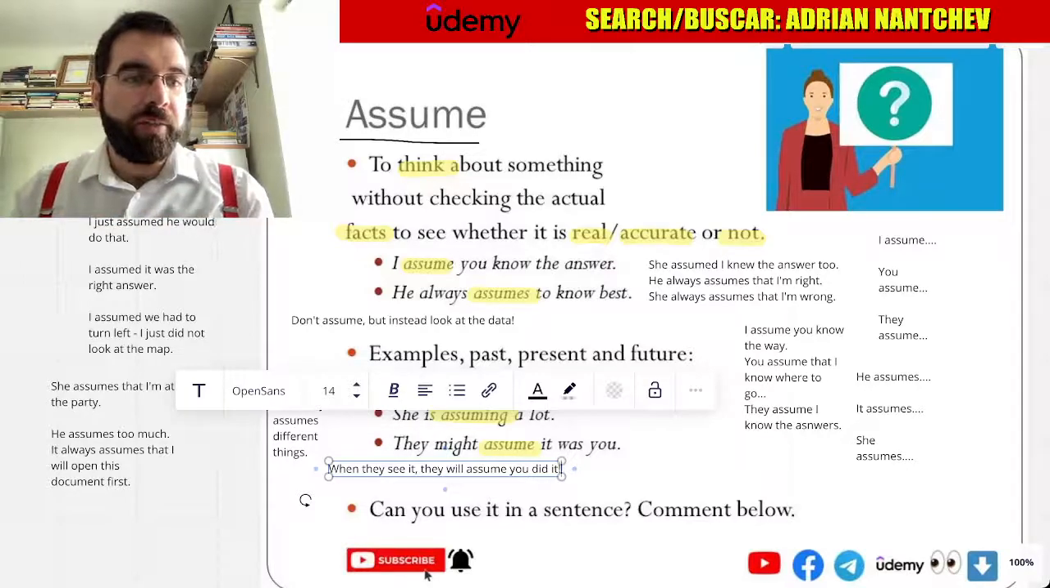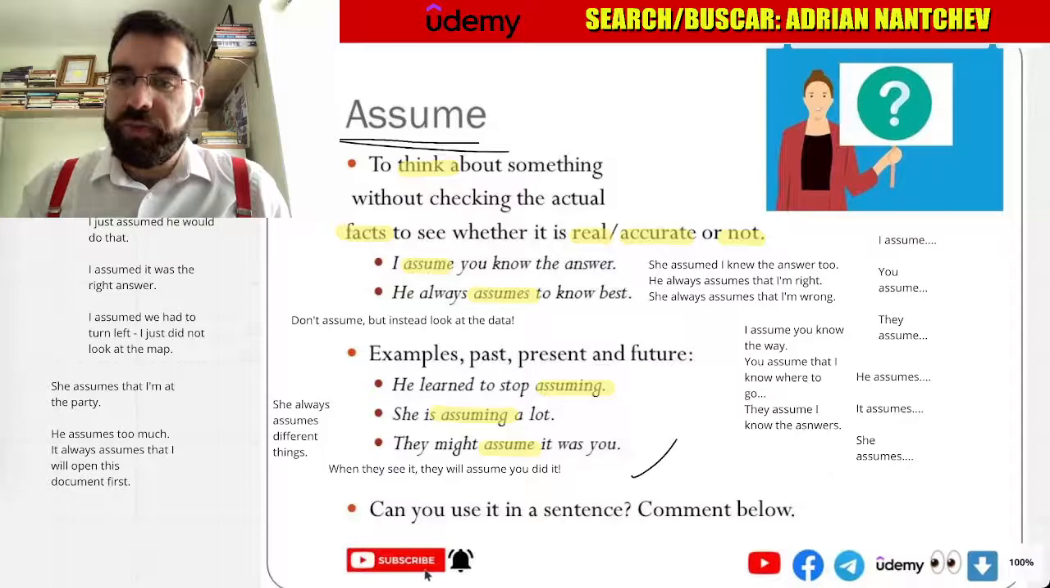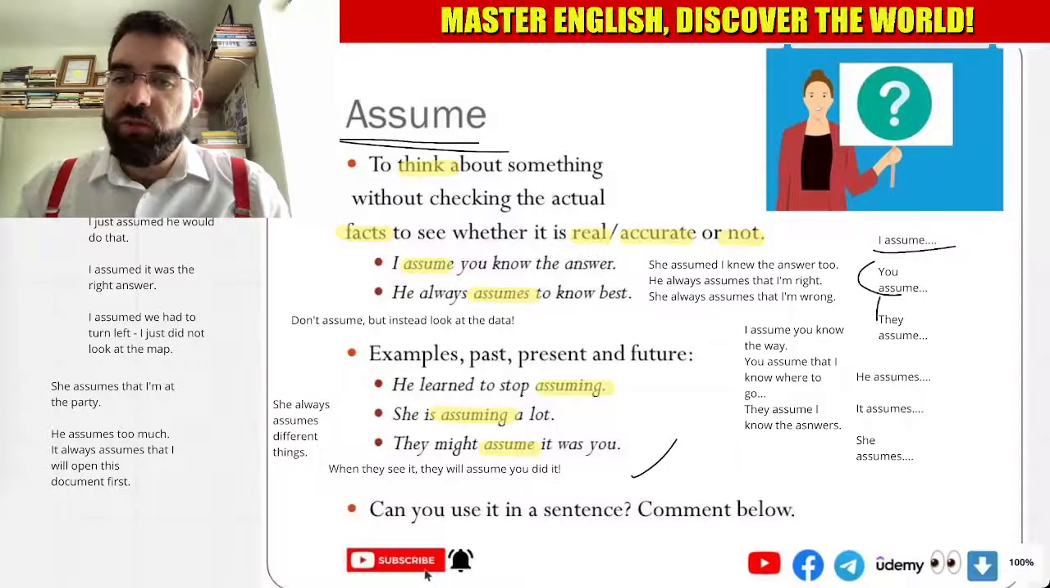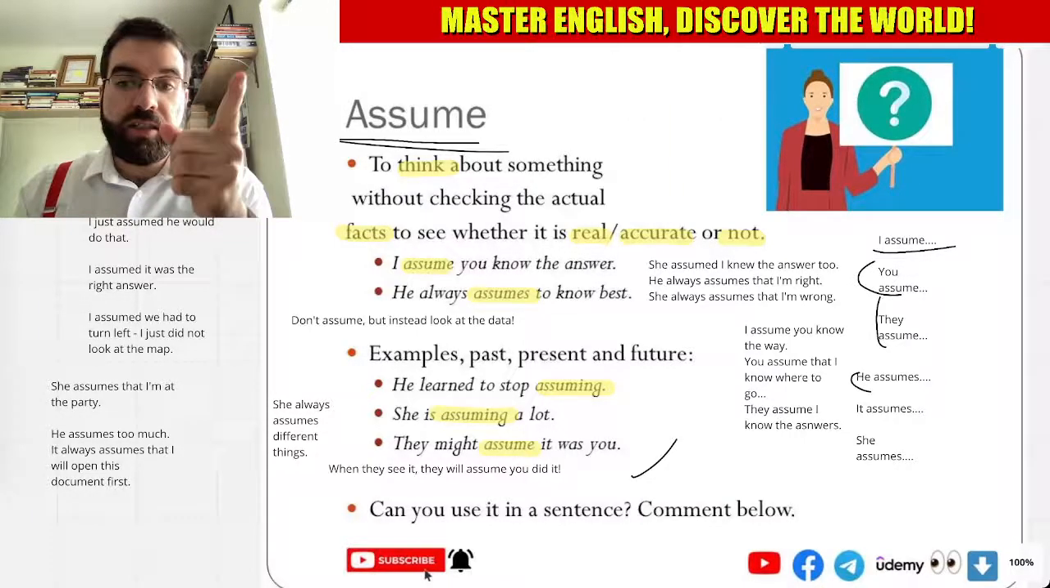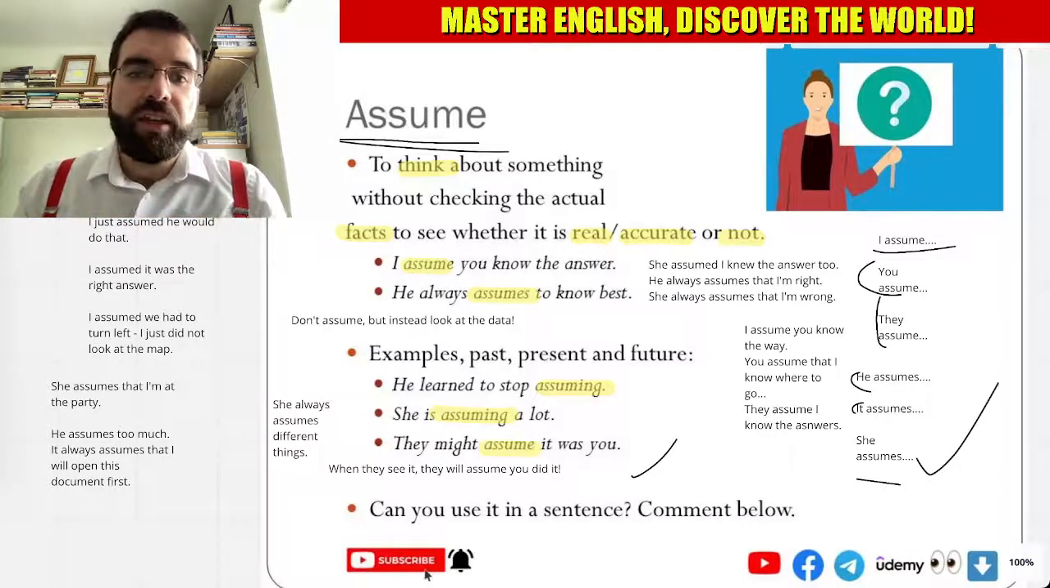Exactly. How cool is that, Language Explorer? So assume. So I assume, you assume, they assume, he assumes, it assumes, she assumes. How cool is that? So assume.